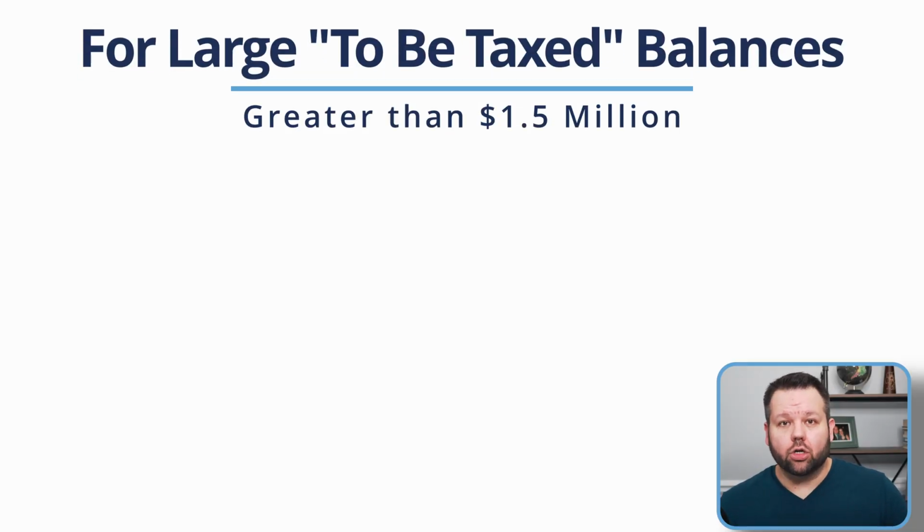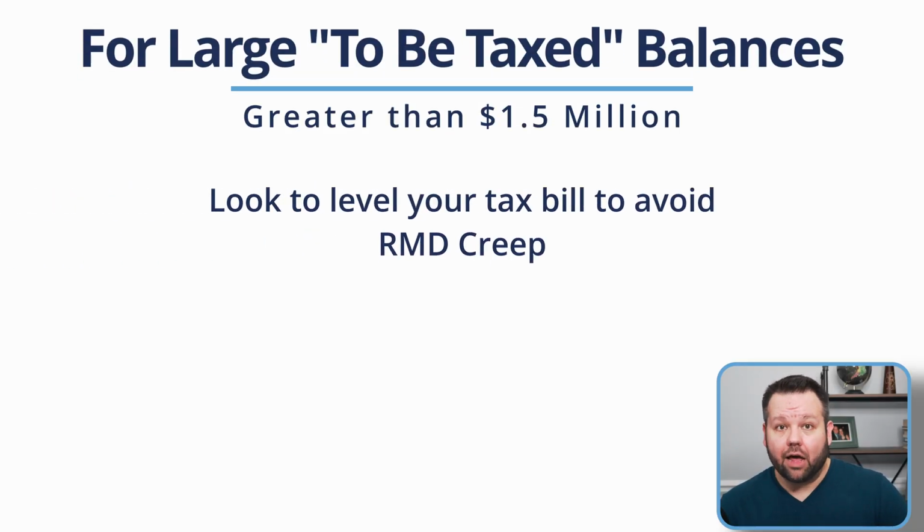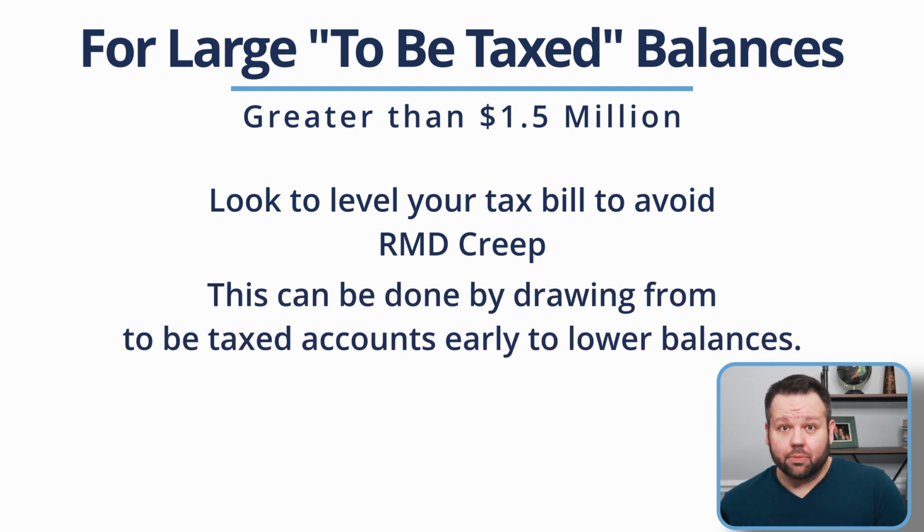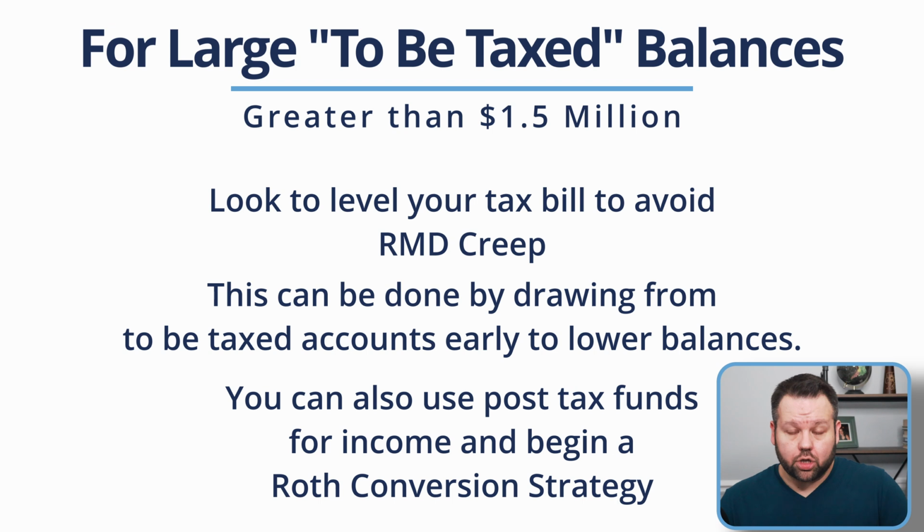First off, if you have very large to-be-taxed balances, think $1.5 million and up in 401ks, traditional IRAs, 403bs, you've got to find a way to level your taxable income over your retirement to stay as low on the brackets as possible because you're in danger of that RMD creep. That either means using the to-be-taxed money to fund your retirement income gap early on, provided that it's a manageable amount so that you can help keep future RMDs lower, or using post-tax money and then converting some of those assets to Roth money, which will lower your future required minimum distributions and shift money from the least favorable account to the most favorable account.